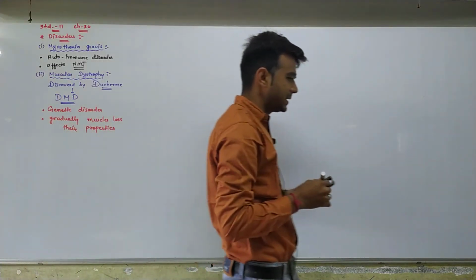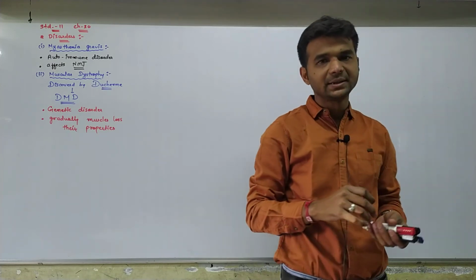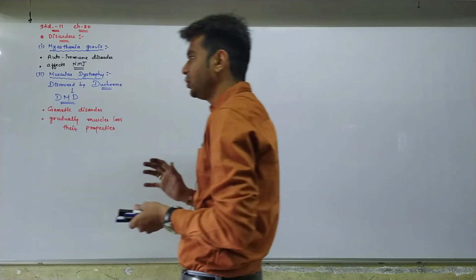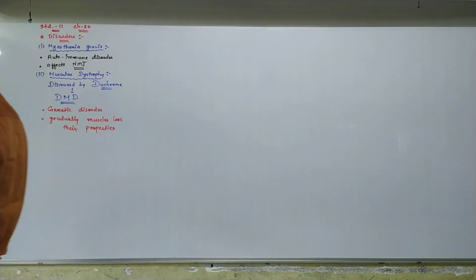Contractibility, relaxability, stretchability, elasticity, conductivity, all these properties are gradually lost and muscles are not able to move or perform any type of function, leading to prolonged dystrophy. After a prolonged time, the muscles are dystrophied, means non-functional at all. So the person is unable to do the movement.